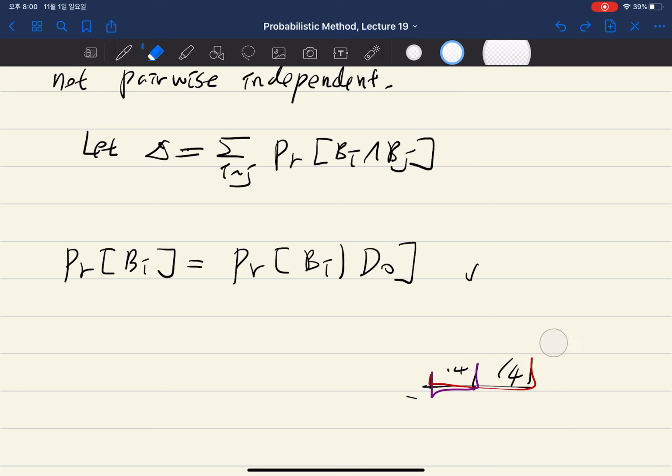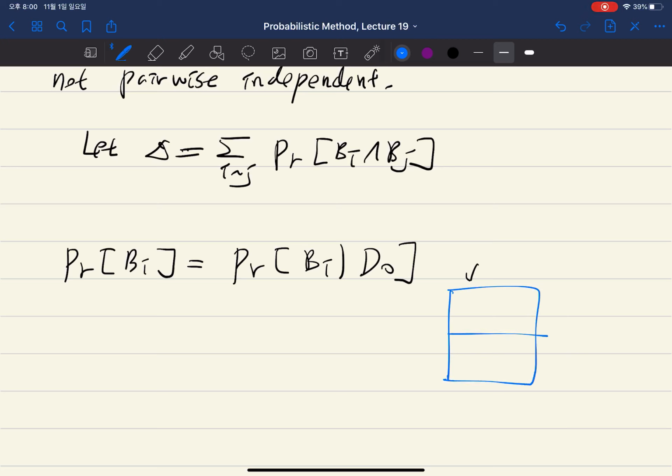Maybe this was not a good picture. Let's make it a bit different. So purple, blue, purple, red.